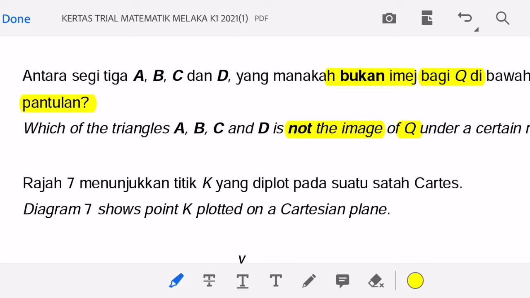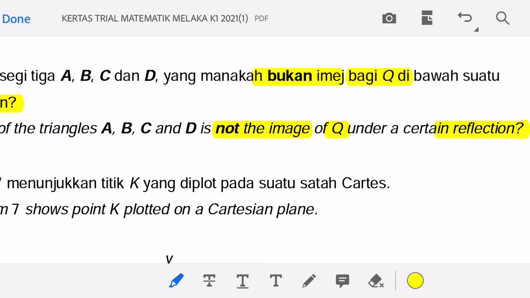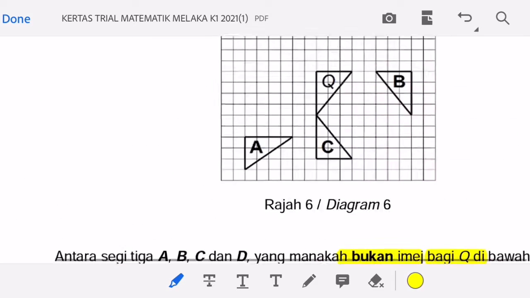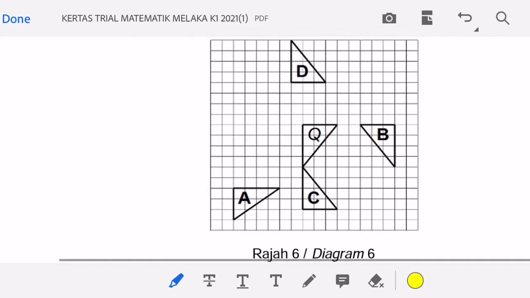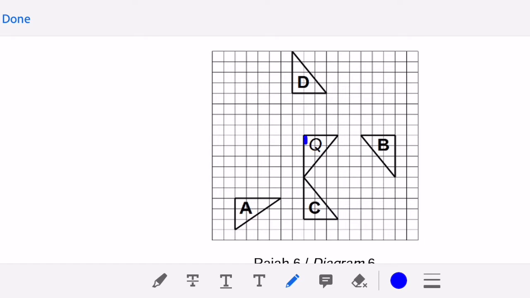Q is very important because Q is the object. Under a certain reflection is another keyword. So let's go to Q. Right, so let's see which one is not the image. That means Q should be the object, right? So this is the object Q. If we are going to reflect, we always find the midpoint between the object and image, isn't it? If I just choose this point, I can see that the midpoint is here, and this is the axis of symmetry. That means you can find the midpoint between the object and image.